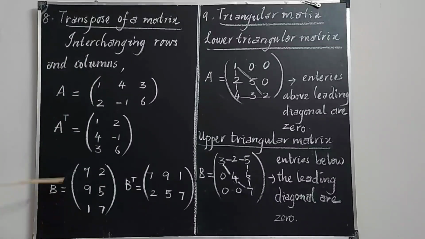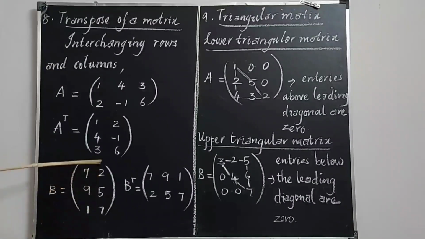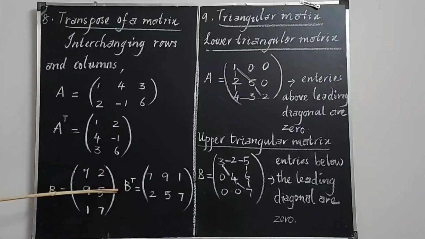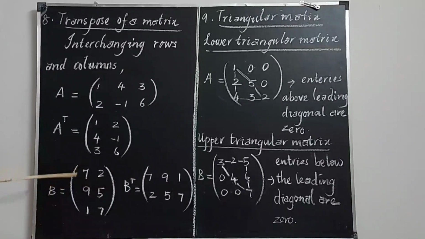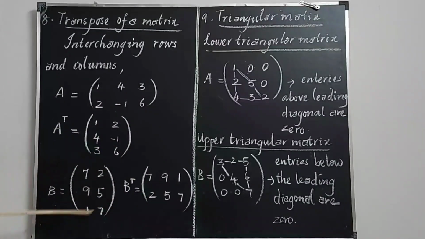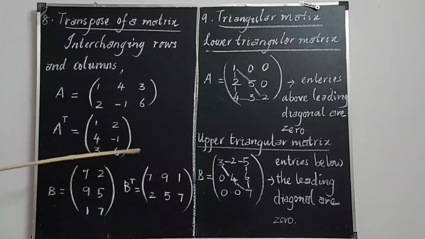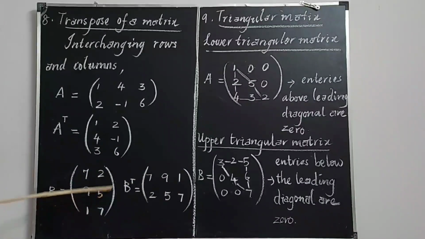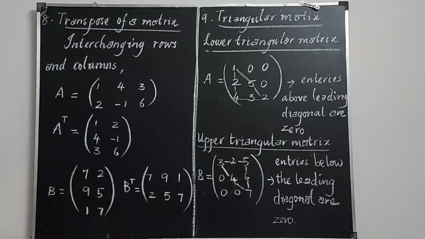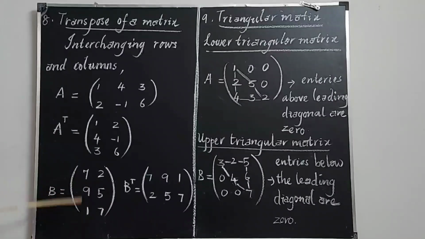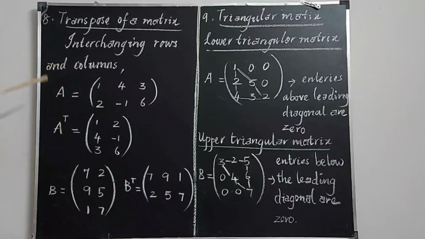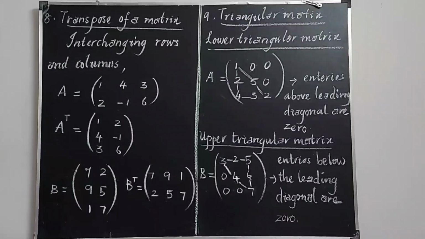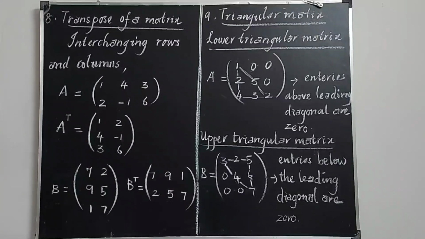Look at matrix B. 3 rows and 2 columns. The transpose of matrix B is got by interchanging rows into columns. If you change the row into column, automatically the column becomes the row. Here 7, 2 first row, write it as first column. 9, 5 second row, write it as second column. 1, 7 third row, write it as third column. While you are writing like that, automatically the first column 7, 9, 1 becomes the first row 7, 9, 1. So the transpose of a matrix is got by interchanging the rows and columns of the given matrix.